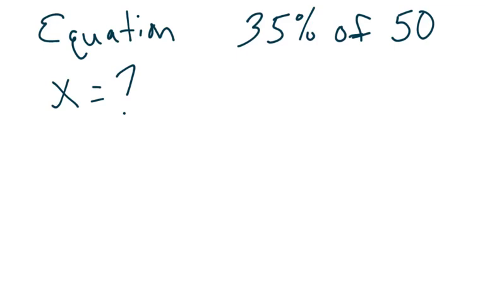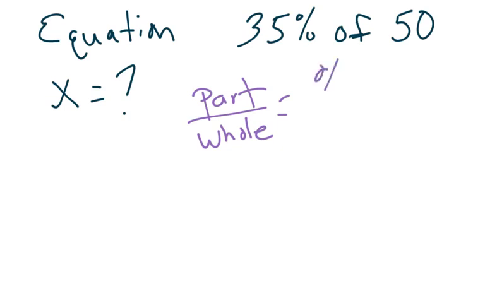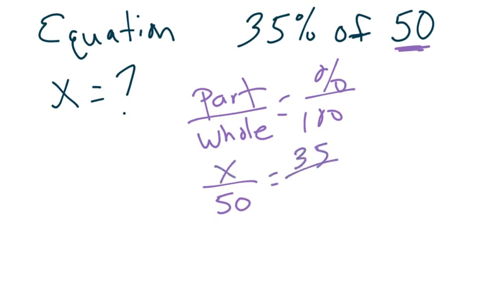Okay, now you have a question and it wants you to write this as an equation and solve for x. So 35% of 50. So if we follow the part over whole equals percent out of 100. So whatever comes after of is your whole. So 50 has to be the whole. I'm going to solve for the part. I know I have 35%. So that goes on that side.